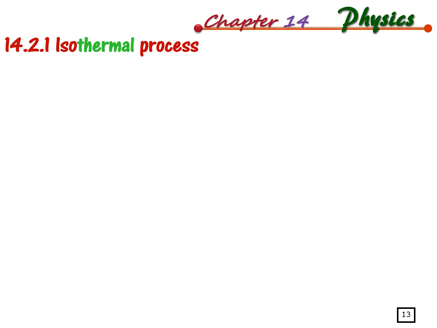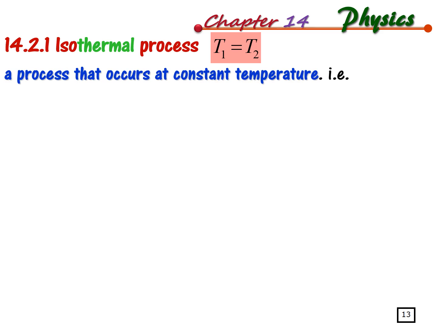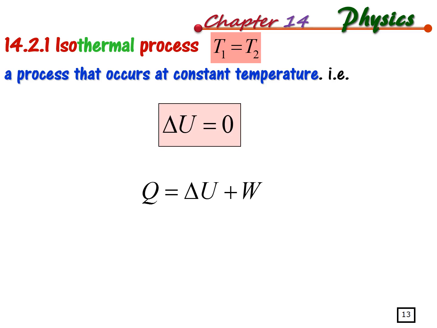Isothermal process, where the temperature is the same, temperature 1 equal to temperature 2, or the initial temperature of the process equal to the final temperature of the process. So actually this is a thermodynamic process that occurs at constant temperature. If the temperature is constant, therefore the change in the internal energy of the system, which undergoes isothermal, is equal to 0. So the first law of thermodynamics, that is Q equal to delta U plus W, can be written as Q equal to W.